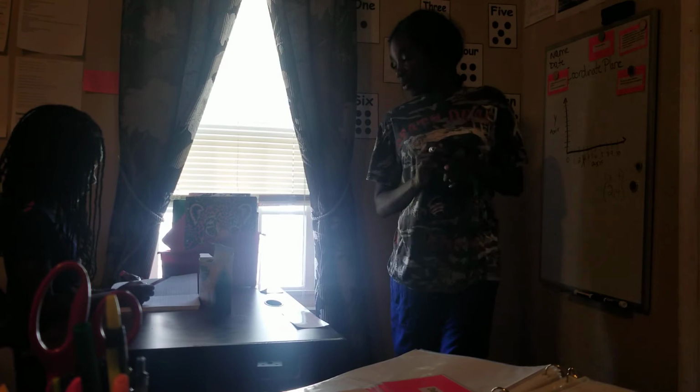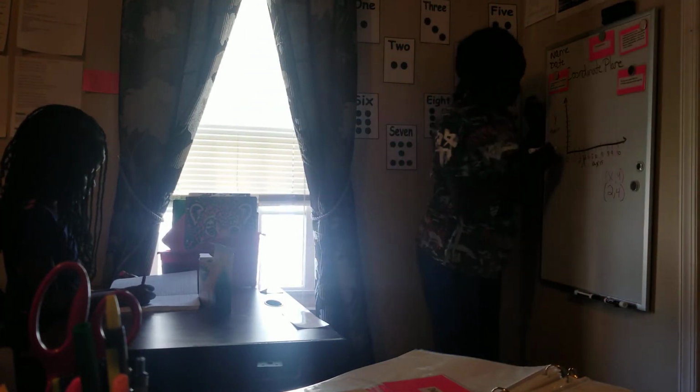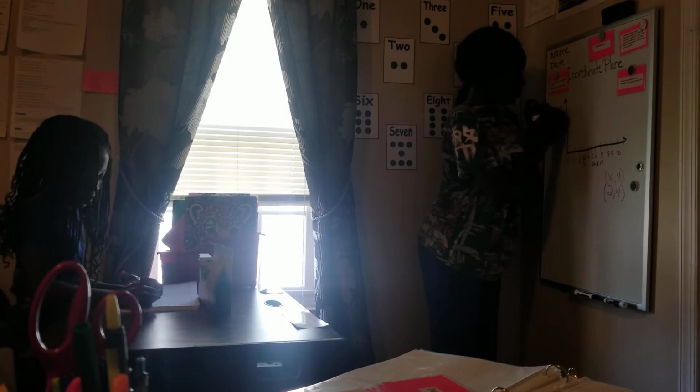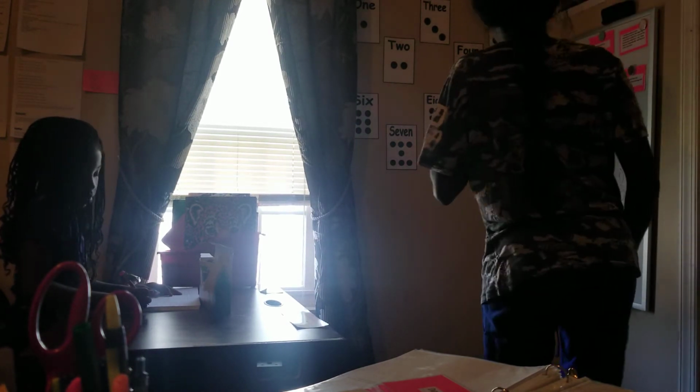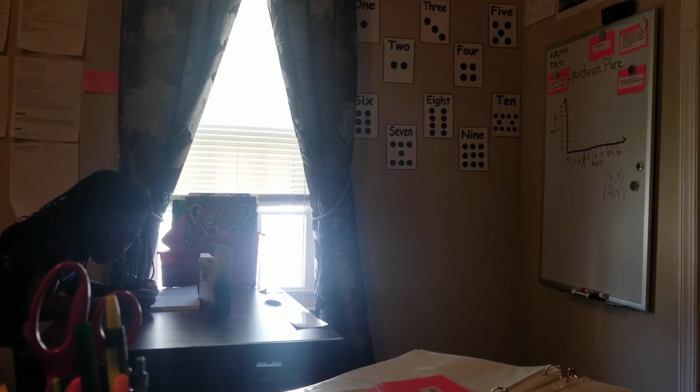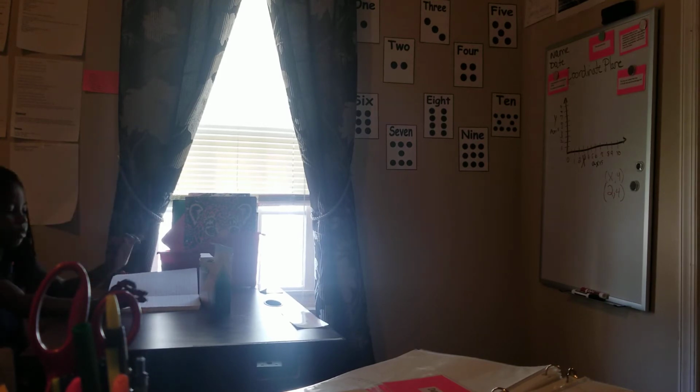Oopsies. Okay, I can't even see. It's fine, just leave it there. 2, and then 3, you do your numbers on this side. 4, 5, 6, 7, 8. I skipped that too fast. 9, and 10 is going to be like that. Okay. I did it, Mommy.